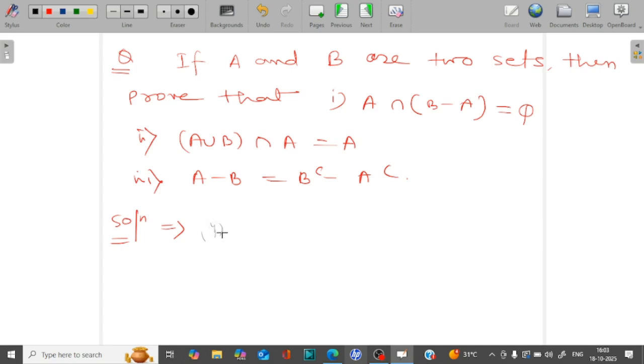Okay, for proving this, we are using a subset concept. If this is a subset of phi and phi is a subset of this, the first one is proved. That means phi is a subset of all of the sets here. Okay, so we can write this.